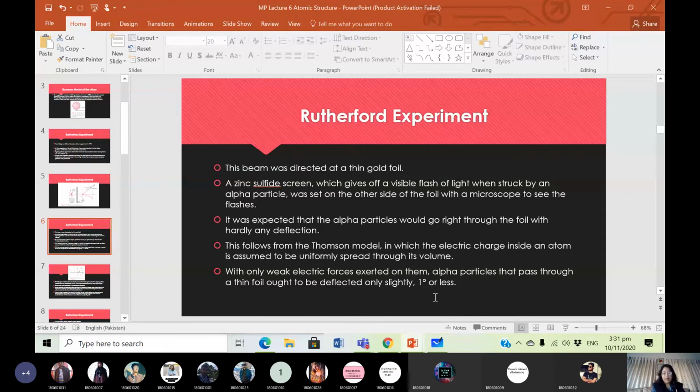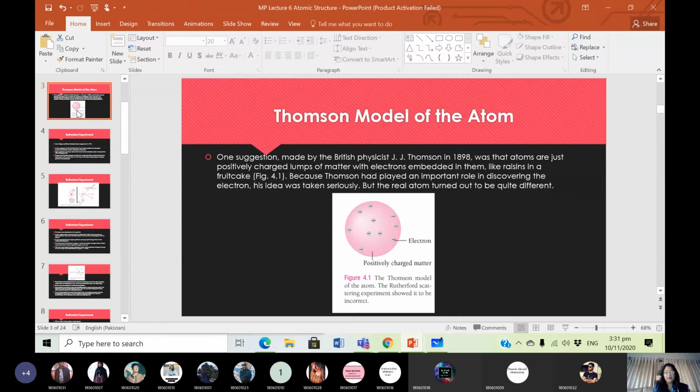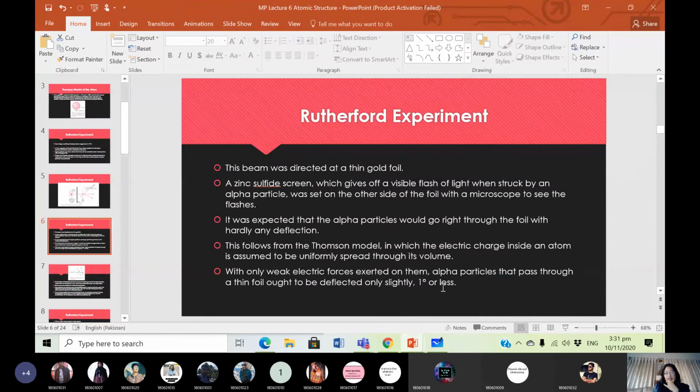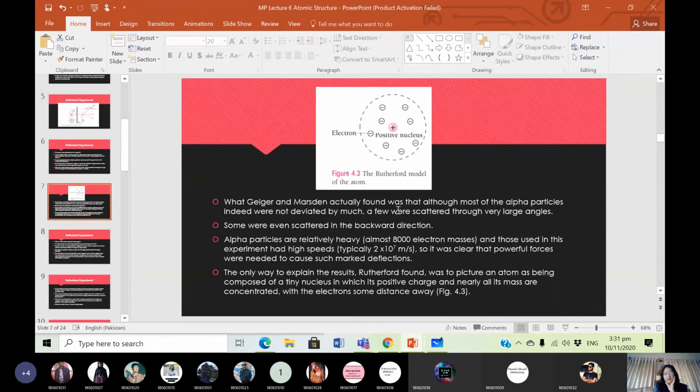So basically, what we're expecting from this experiment is that alpha particles would mostly pass through and be deflected only slightly, 1 degree or less, due to the electrons placed uniformly throughout the material. So the deflection should not be very much, only 1 degree or less. But what we actually found is explained by the Rutherford model of the atom.